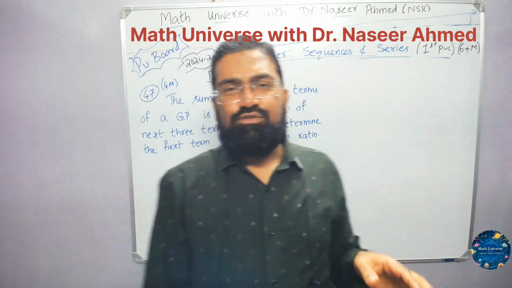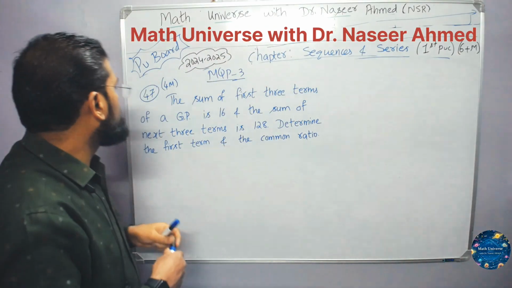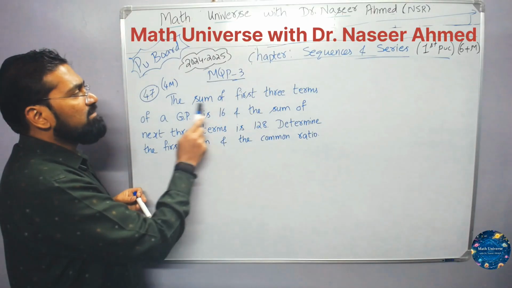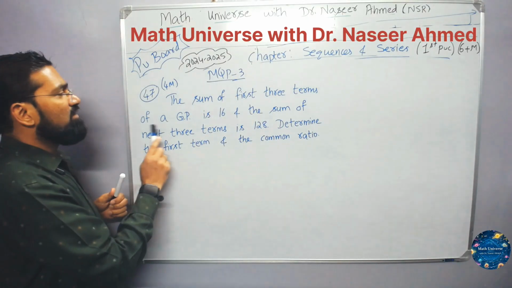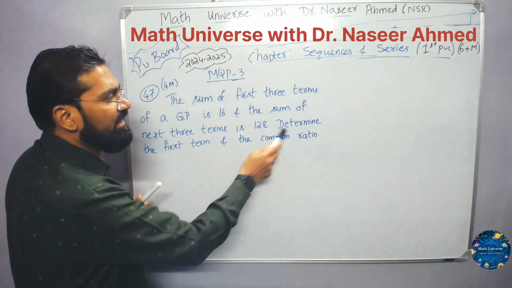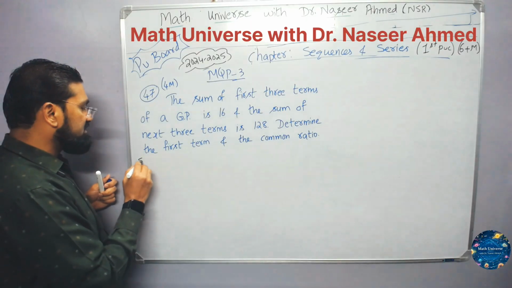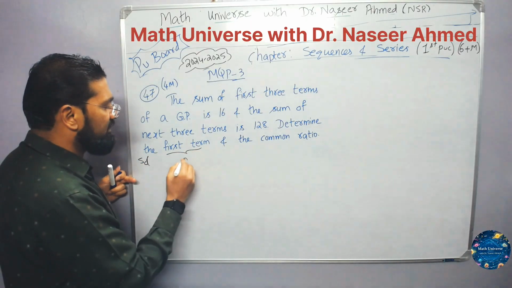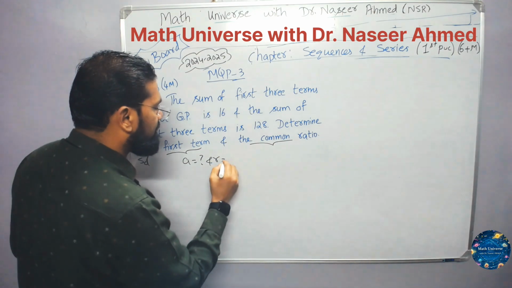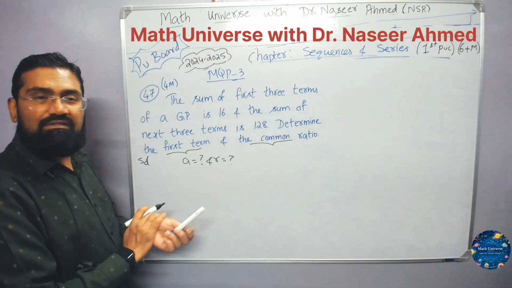Yes, dear students, we are with the last problem from the model question paper, a 4-marker problem from model question paper number 3. The question says the sum of the first 3 terms of a GP is 16 and the sum of the next 3 terms is 128. Determine the first term and the common ratio. From here, the first term is nothing but A, and we have to find R. Now let us go with a very elementary level.